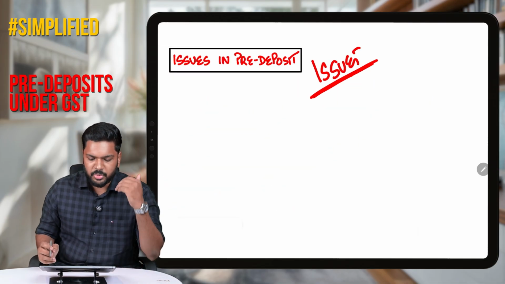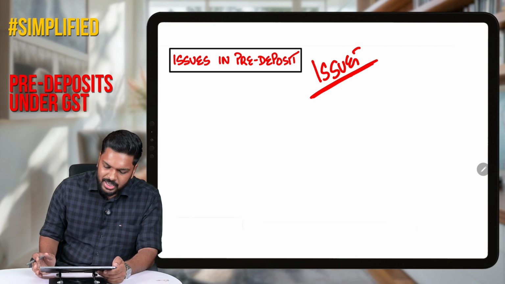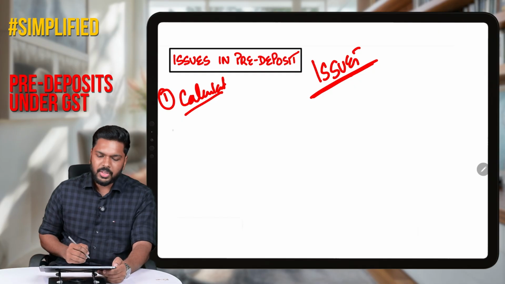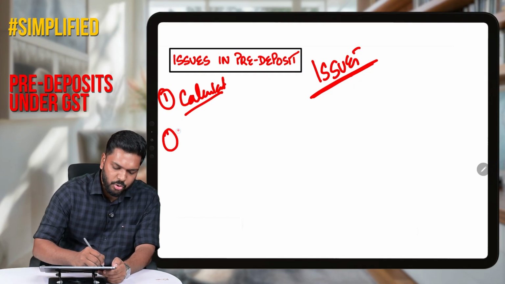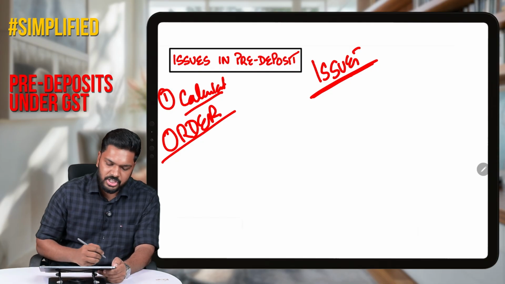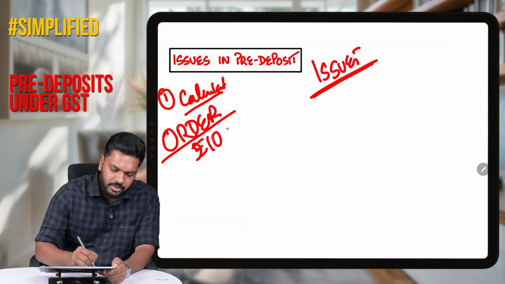So what are the main issues with respect to pre-deposit? Well, to understand this, we'll take two examples and then understand the calculations involved. The first one is a case where, for example, let's say you got an order, the first order that you receive under GST, and that is for rupees 10 crores.